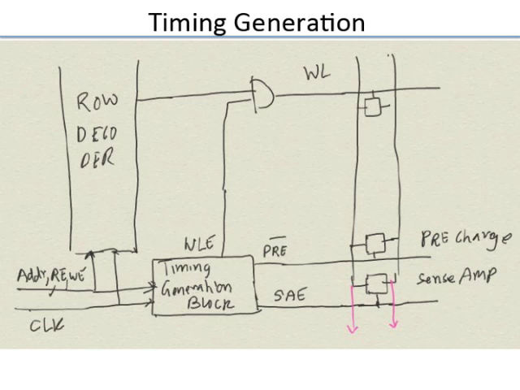What you have here is some kind of a timing generation block. What is shown here is a row decoder, and I'm showing a piece of the memory. There is a row decoder which takes the address and certain other signals like read, enable, select, etc. and decodes and activates a particular row.